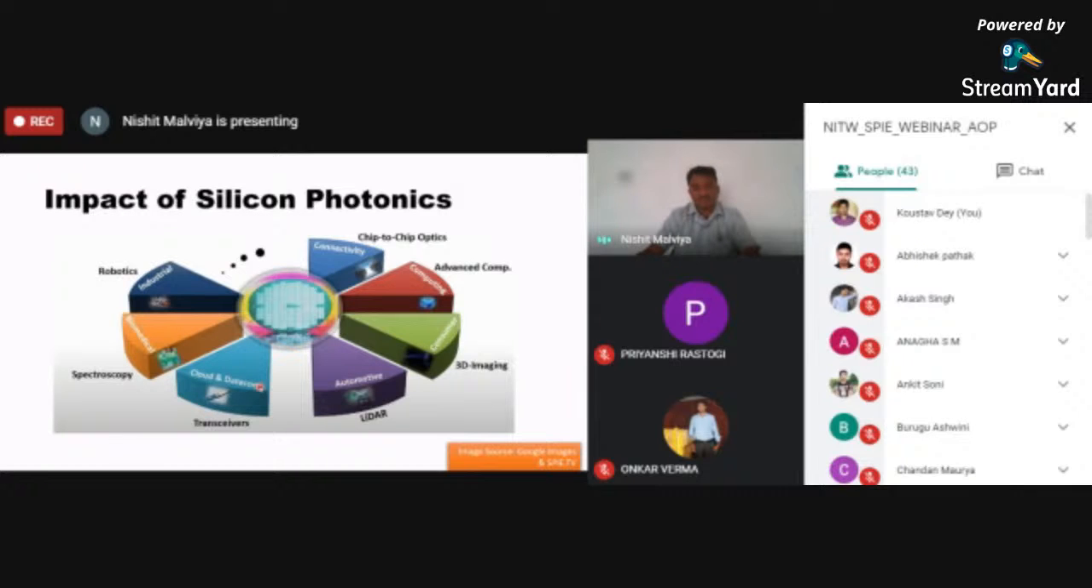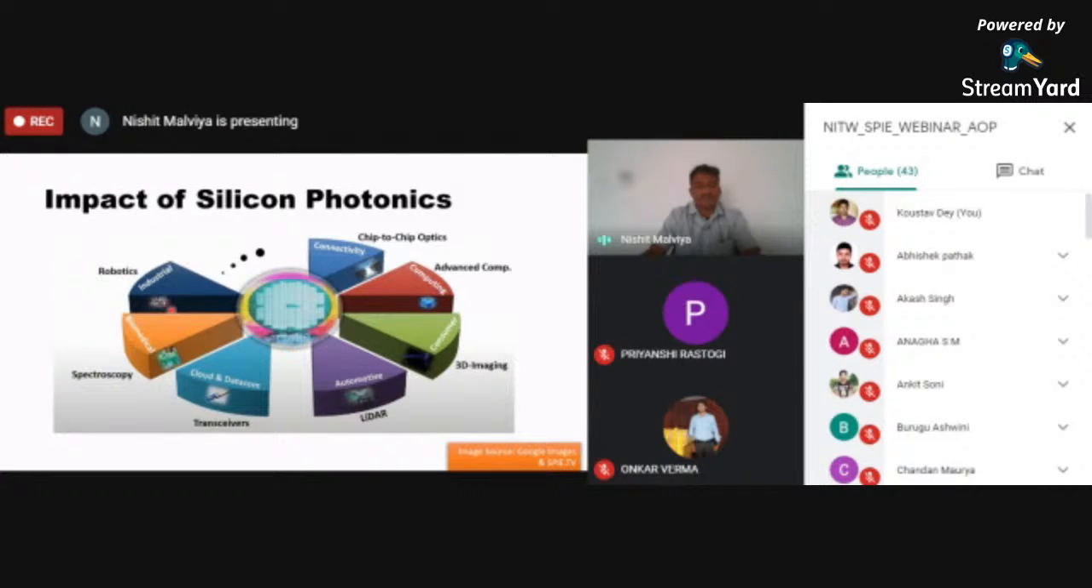Also, cloud and datacom are very popular now. Why? Because nowadays we use Google Drive, OneDrive, and others, and the government's DigiLocker, and the government also provides the cloud. So how is it possible, and how do we do very fast processing? Silicon photonics impacts this industry also. In biomedical applications, lots of students are working on spectroscopy and imaging techniques. So this is also a very important area.